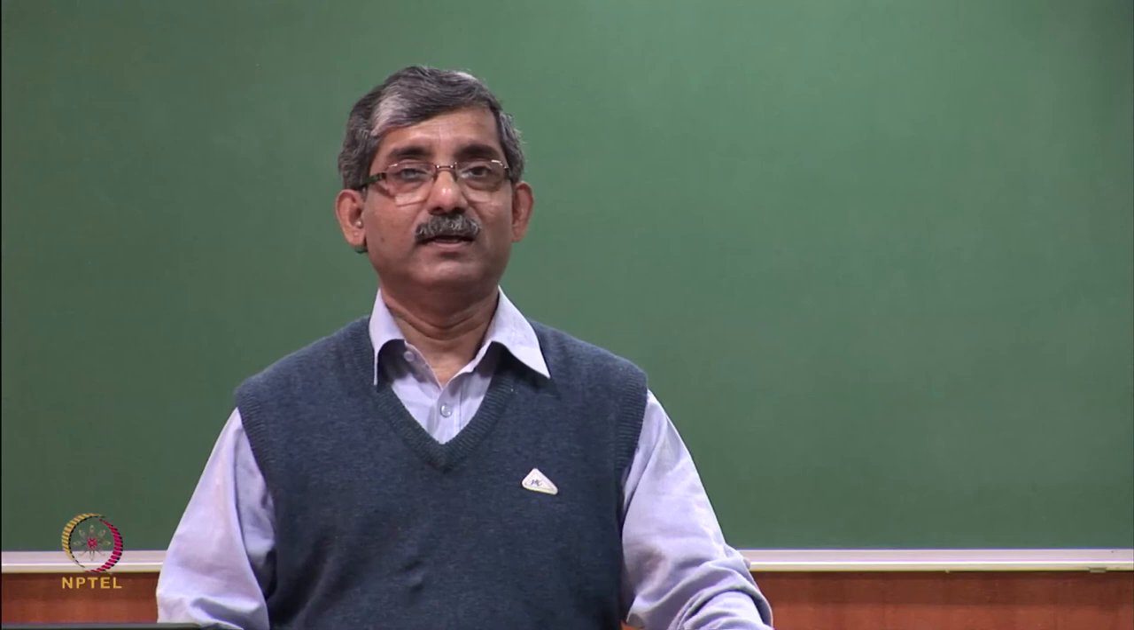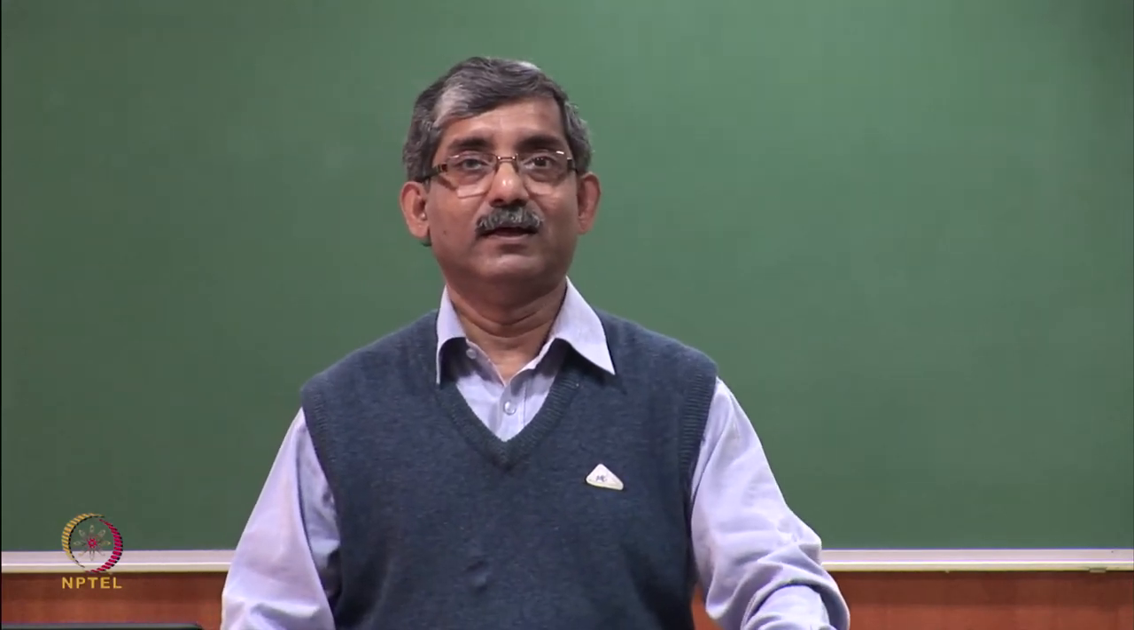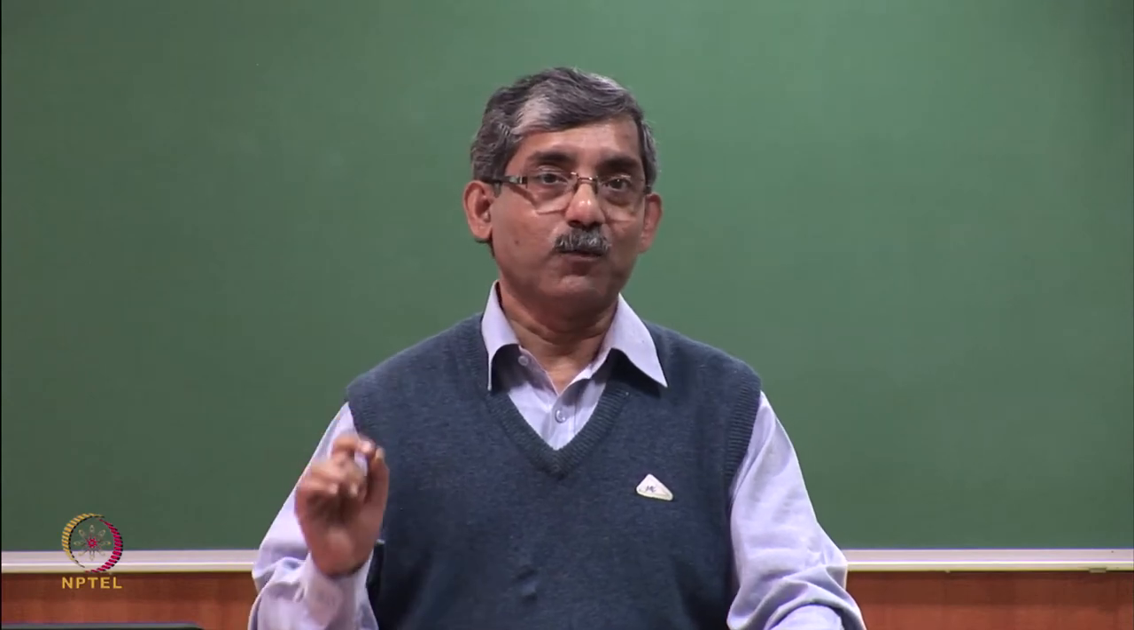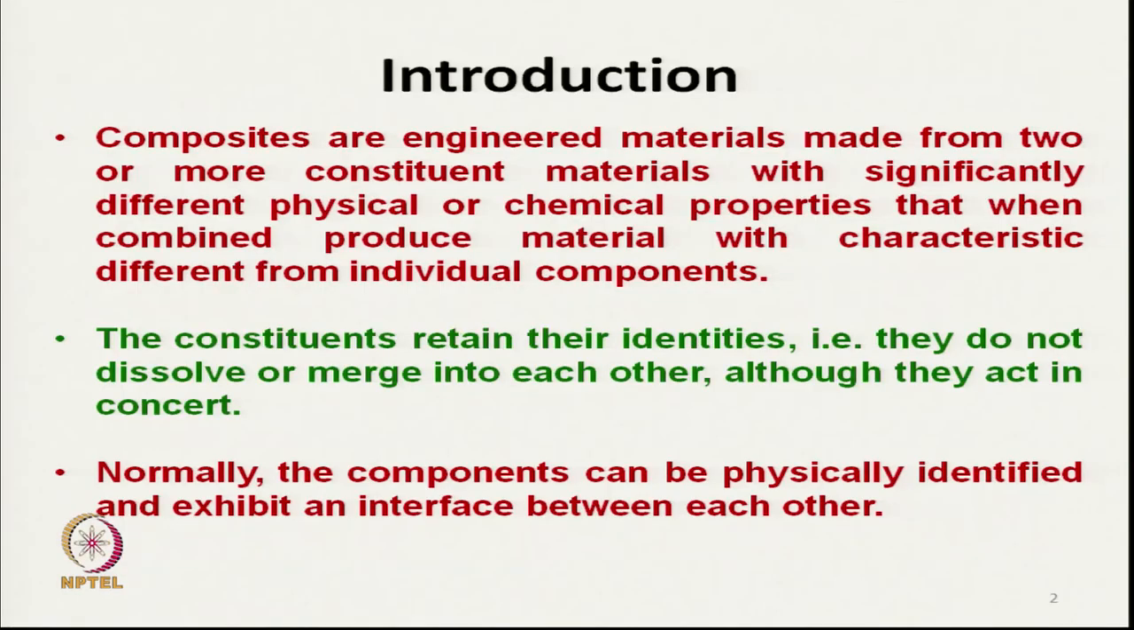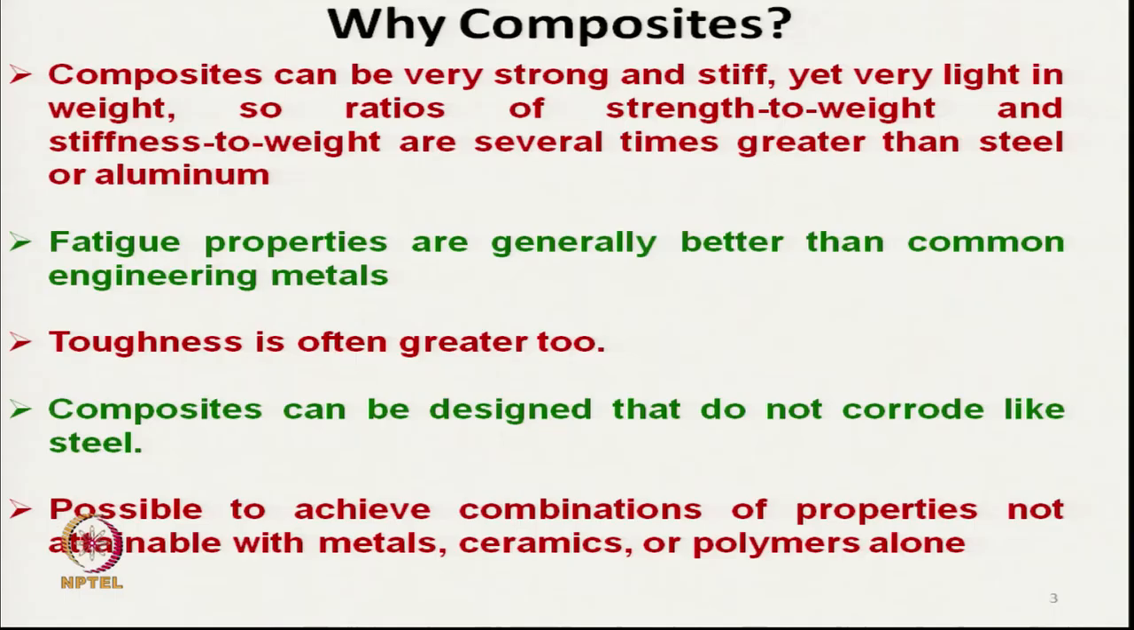They should be separable even at the composite stage. So, normally these components can be physically identified and exhibit an interface between each other. So, now why should we bother about composite? Why should we use composite when we have individual components? We can very well use these individual components.